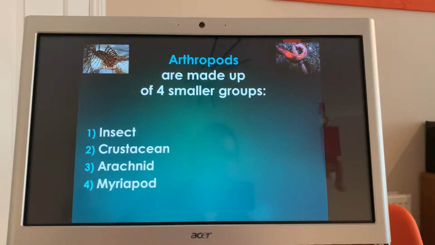Arthropods are made up of 4 smaller groups. So if you're an arthropod, you can be an insect, a crustacean, an arachnid, or a myriapod. And we've already seen some examples of those.